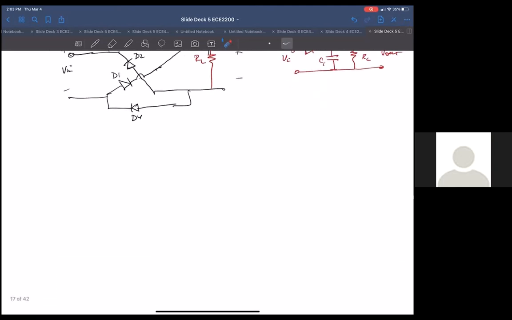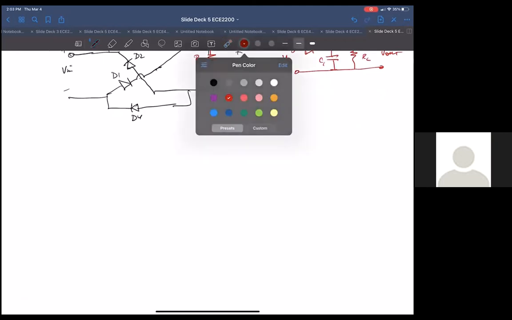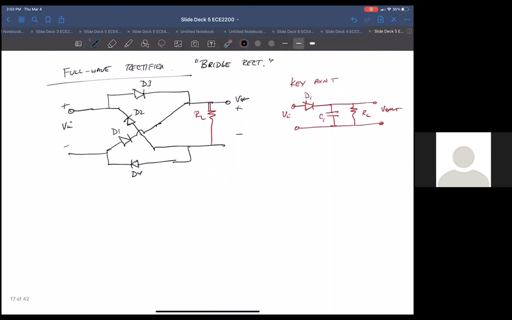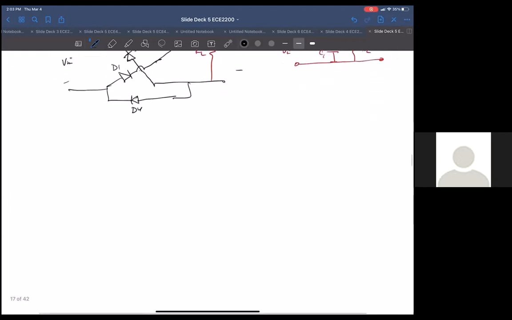Okay, so now let's take a look. To look at the operation, it helps to draw this in a slightly different way. So I'm going to redraw this. It's not something I've come up with; if you look in the book, it's redrawn the same way. It's a little easier to understand how it works. The way you draw it is I draw two of the diodes facing this way.